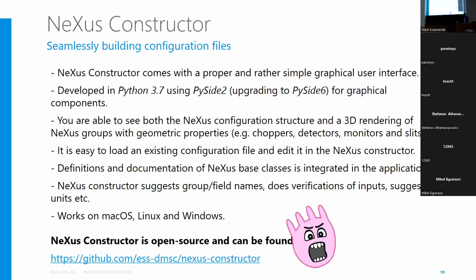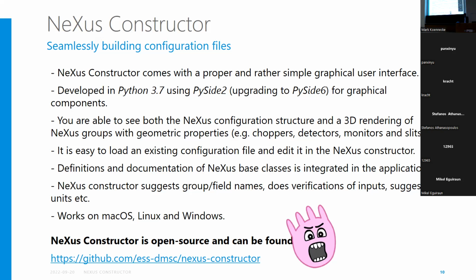So with the Nexus Constructor, we remedy some, well, all of these problems because Nexus Constructor has a proper but rather simple graphical user interface. It's developed in Python 3.7. It's using PySide 2 for the graphical components. We are currently upgrading to PySide 6. And you're able to see the whole Nexus configuration in a nice tree structure. And on top of that, you will actually have a rendering of components in a 3D view of choppers, detectors, monitors, and so on.